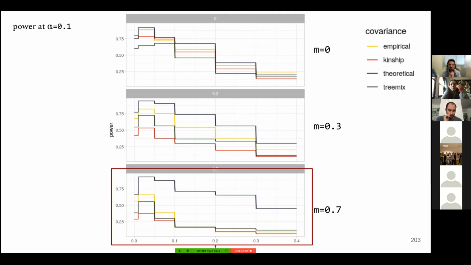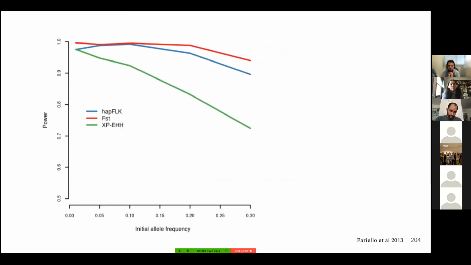This shows that all of these results show that the empirical method is the best suited for detecting selection and shows the best power, at least in this case. So this decrease in detection power with the increase of frequency has already been shown and described in HAPFLK by Fariello et al. And I reproduced these results and extended them to include other methods of estimation of covariance.